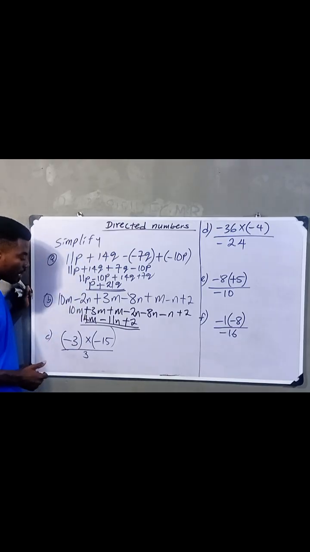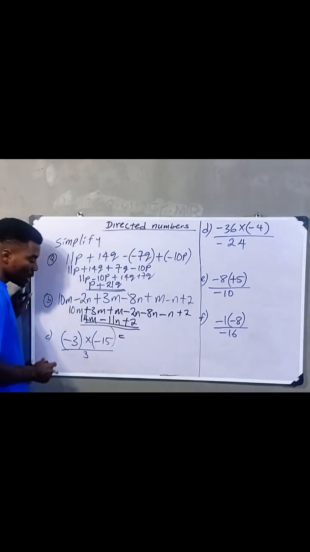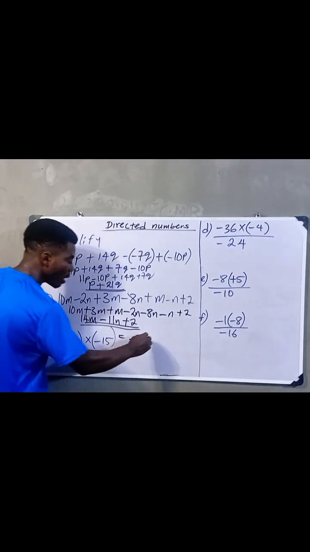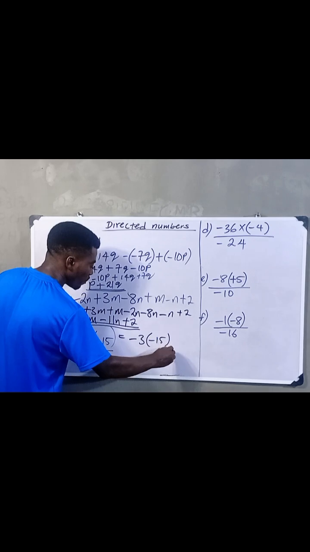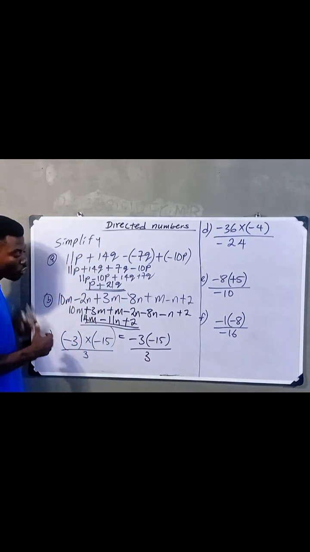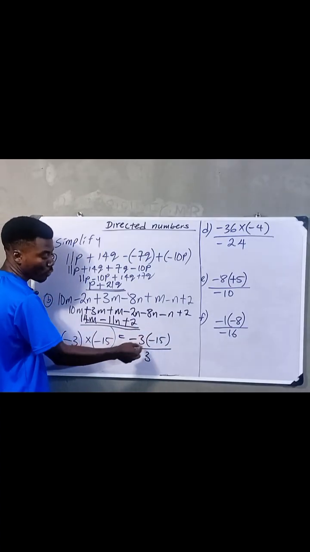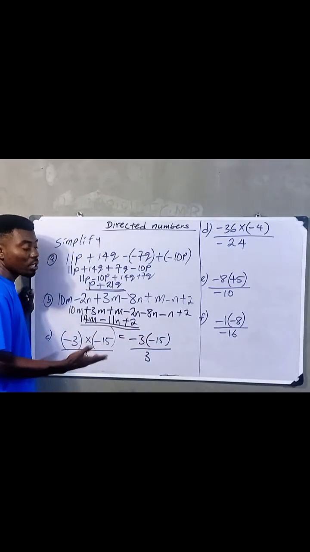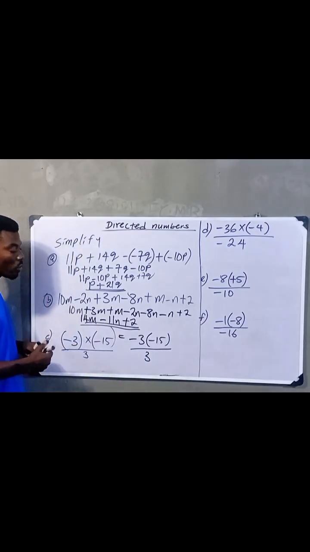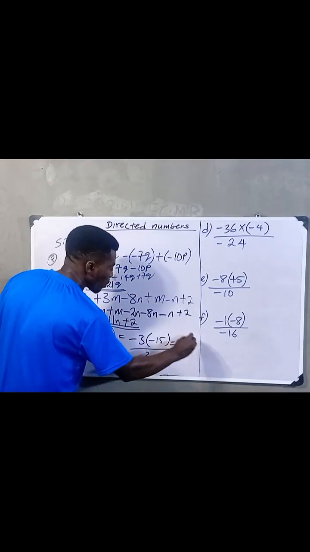Okay, now looking at the C part. So we know that negative times negative gives us what? Positive. So this question can be rewritten in case you see it in another form. It can as well be written as negative 3 bracket negative 15 all over positive 3. So negative bracket negative, though there is a number in between, the principle still holds. Negative times negative gives us positive. So we can say this is positive.